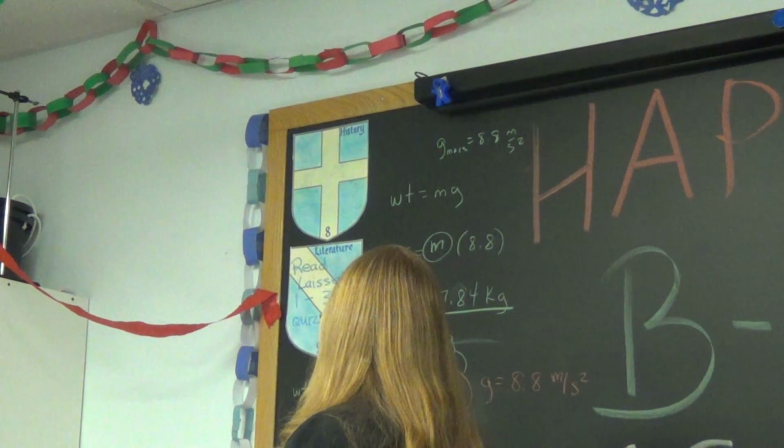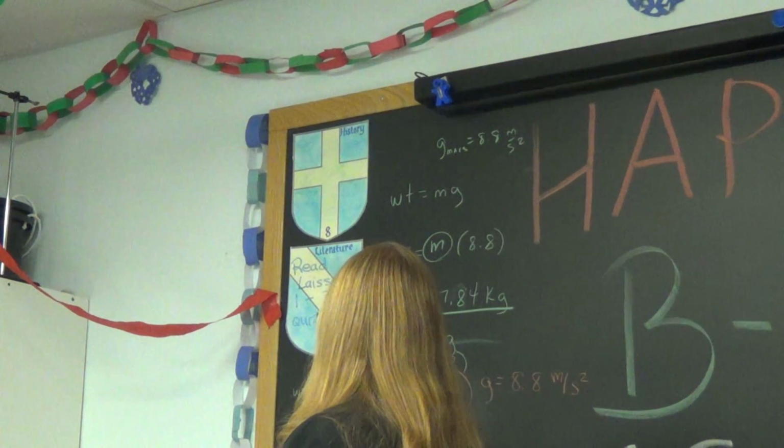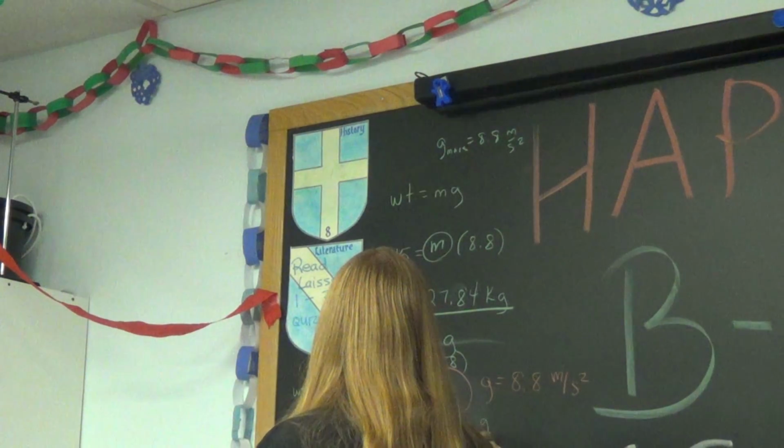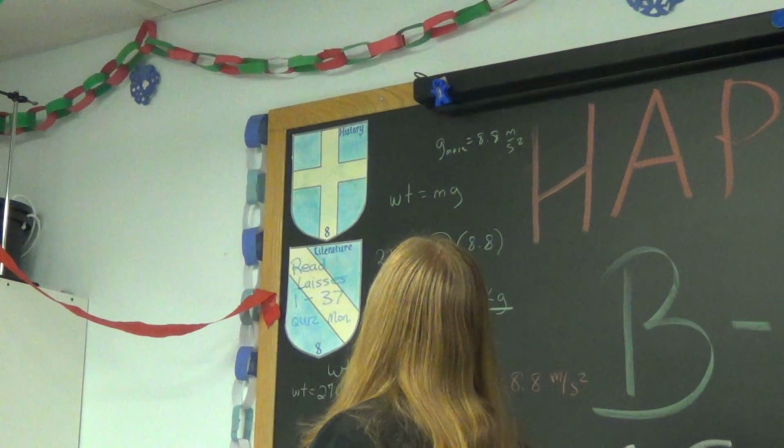There's a grocery store right there. It's like 27.84 kilograms, a bottle of water, and then multiplied that by 9.8. Alright, so weight equals mg, and you divided it by g, 8.8, and then that resulting mass.